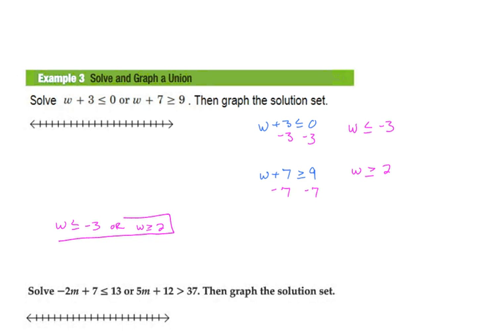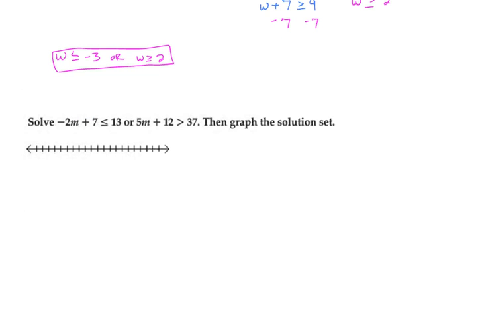Okay, so now let's go ahead and graph this. -4, 2, 0. Okay, less than or equal to -3 right here, filling in the dot to the left, or greater than or equal to 2, filling in my circle to the right, or statement. All right, look at one more of those.